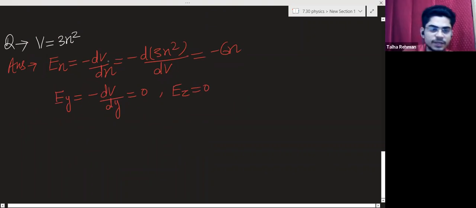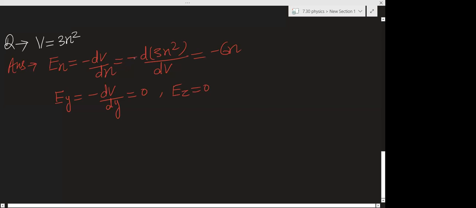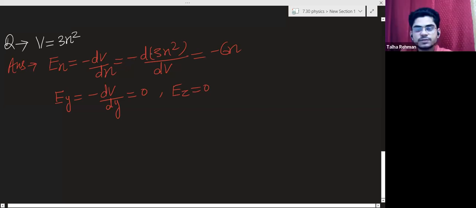So what I have done here, I have differentiated this 3x square with respect to x. We will multiply 3 with 2, this will be 6, and we will multiply x. This will be minus 6x. And Ey is 0 and Ez is also 0.